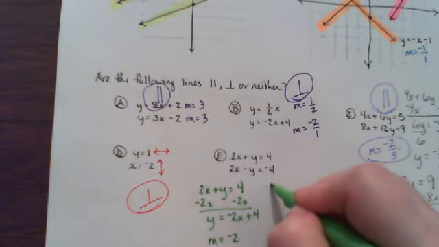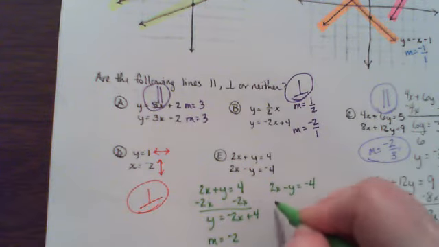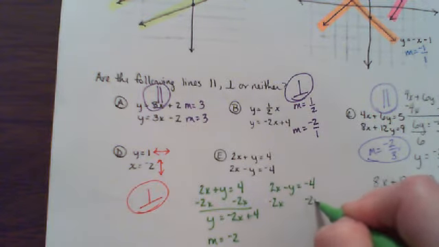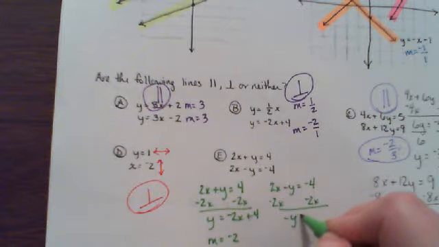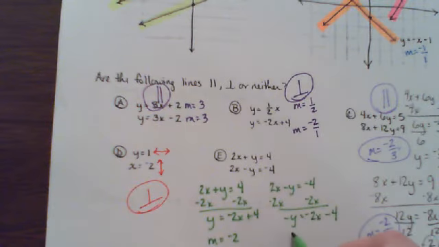For the second one, 2x minus y equals -4. I subtract 2x from both sides. -y is equal to -2x minus 4. Divide everything by -1 so I can get the y by itself. Y equals 2x plus 4. My slope is 2.